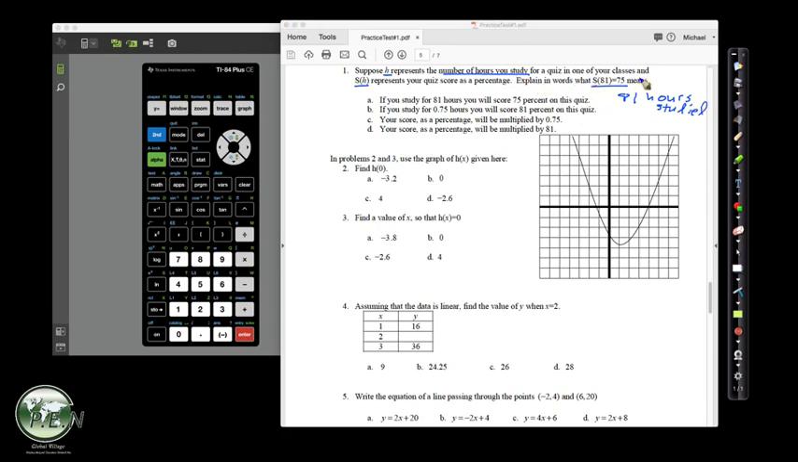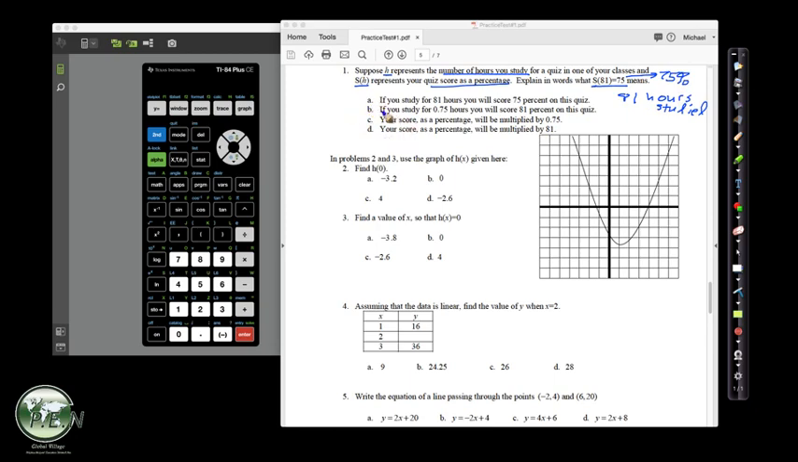For a quiz in one of your classes, S of H, the output, represents your quiz score as a percentage. So what is 75? It's your quiz score, 75%. You scored 75%. Now most people are saying, wow, why did I study 81 hours to only get 75%? But this is just what we're given.